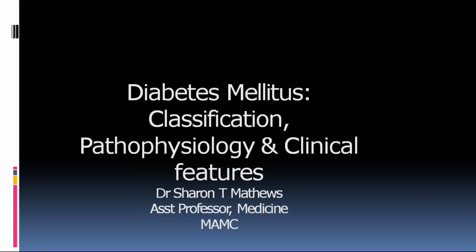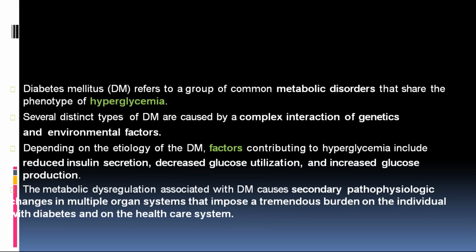So, the topic today is diabetes mellitus, and we'll be discussing the classification, the pathophysiology, and the clinical features. So, coming to diabetes mellitus, basically they are a group of common metabolic disorders. It shares the phenotype of hyperglycemia. Okay, so it's a metabolic disorder that shares the phenotype of hyperglycemia, and there are several distinct types of diabetes, and it is caused by a complex interaction of genetics and environmental factors.